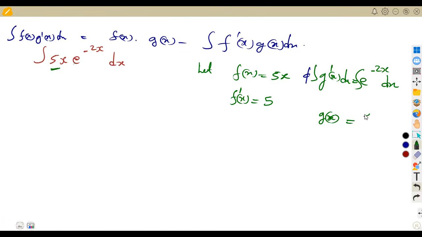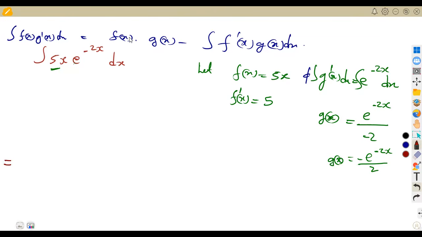We said it is e to the exponent of f of x over the first derivative of f of x, which is minus 2. So this is the same as e to the x, minus e to the exponent of minus 2x over 2. Okay, so we've got our g of x. We've got everything here, so we're going to apply our formula.